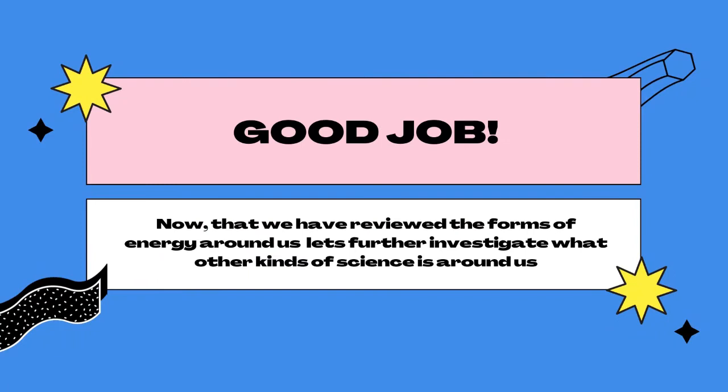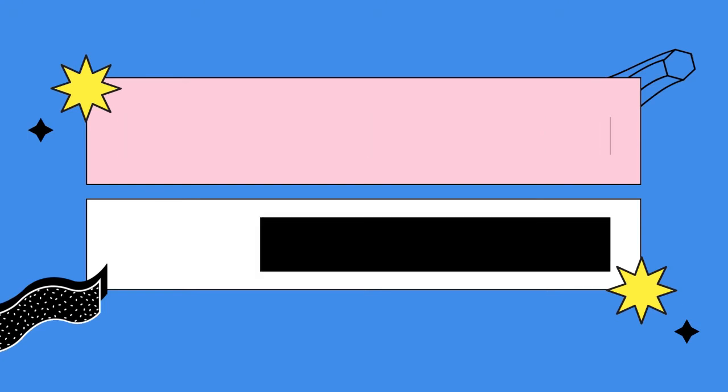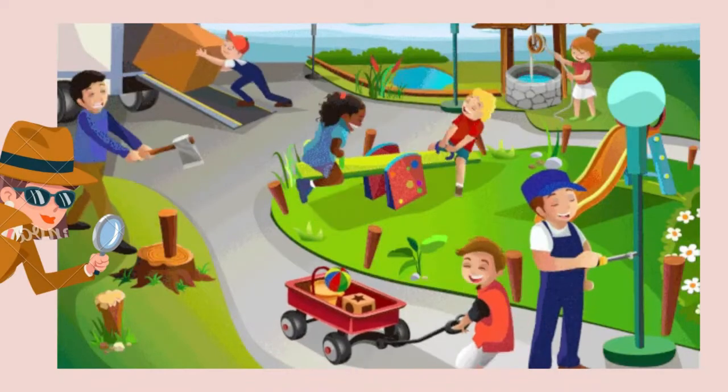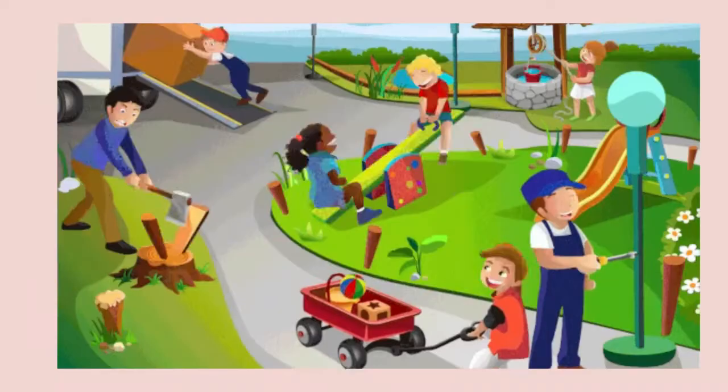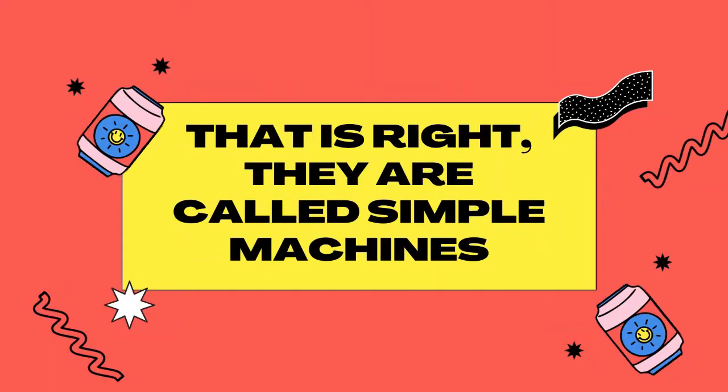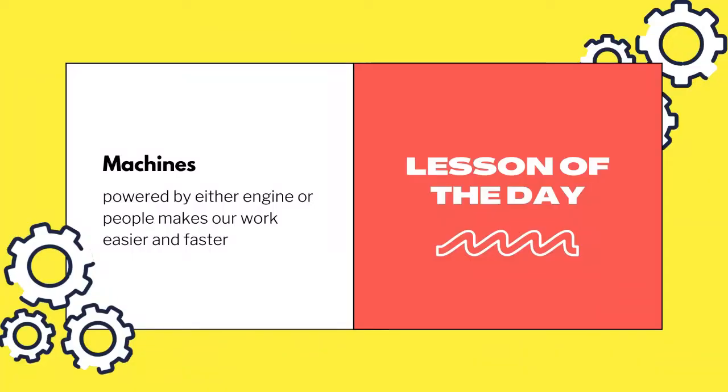Good job! Now that we have reviewed the forms of energy around us, let's further investigate what other kinds of science are around us. Isn't it exciting to investigate the world of science? Look at the picture. What can you see? What are they using to do their activity or work? That is right. They are called simple machines. Our lesson for today is about simple machines.